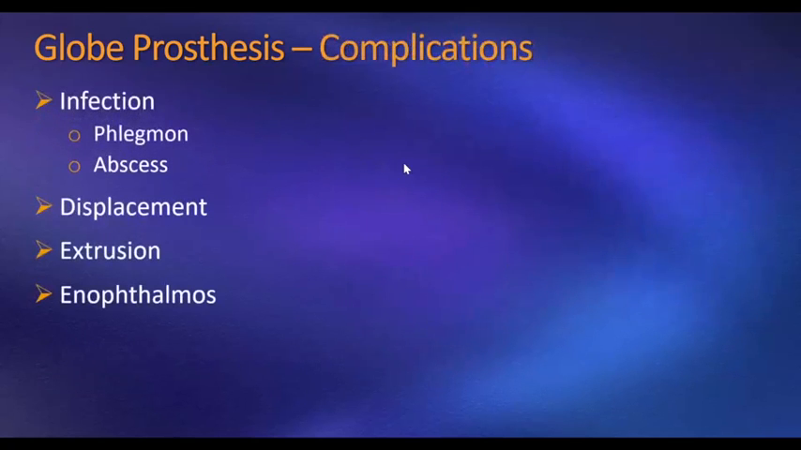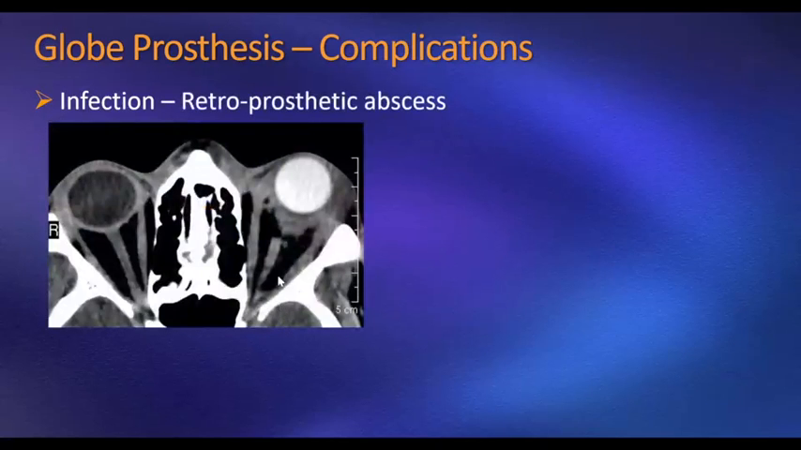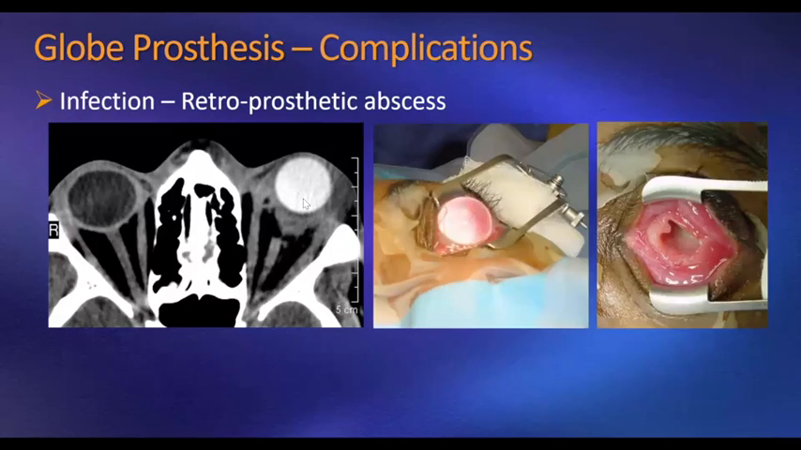What complication can occur with prosthesis? Again, infection. Displacement and extrusion are usually very clinically obvious and do not come to imaging, as well as endophthalmos. So infection can occur retrobulbar, meaning behind the prosthesis, and because of that, might be difficult to diagnose for the clinician. Here we have a tiny abscess posterior to the silicone prosthesis. Here is an intraoperative picture where the silicone sphere is removed and the abscess is revealed.